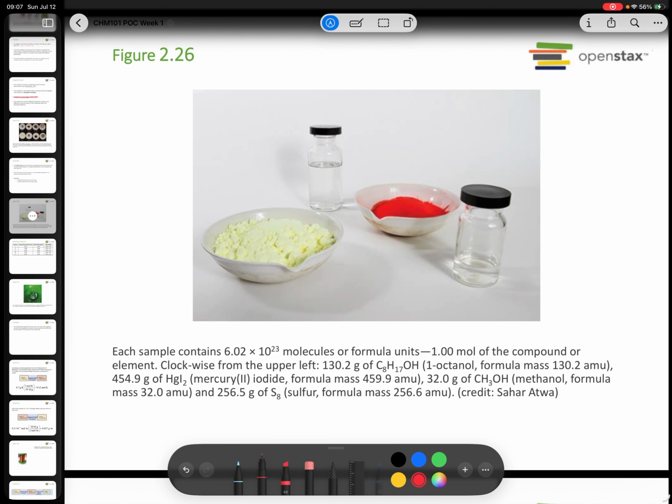Tapos sulfur naman, on the other hand, sulfur as S8 has a formula mass of about 256.5 AMU. And so yung 1 mole ni sulfur has a mass of about 256.5 grams. Okay? So ito yung mga minention ko na yun. Tapos si methanol. So, molar mass, nililink niya yung formula mass to grams. Basta ang endpoint natin, makakuha tayo ng unit na naka-grams.